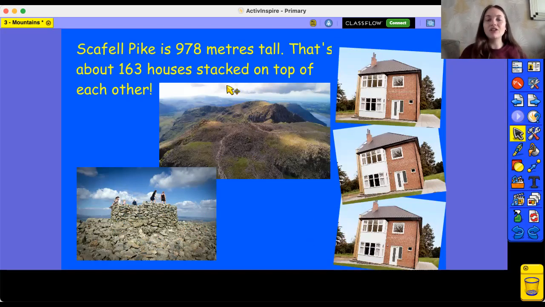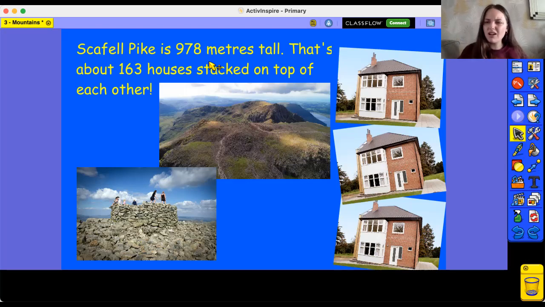Wow, that's tall. 978 metres. And that is about 163 houses stacked on top of each other. Can you imagine 163 houses stacked on top of each other? That would be very, very high up in the air, because Scafell Pike is 978 metres tall. How tall is it?